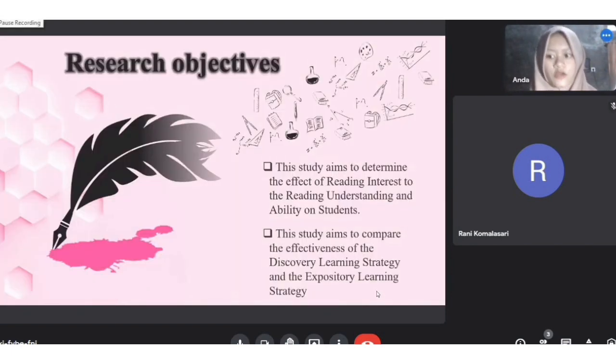And next, we move to the research objective. This study aims to determine the effect of reading interest on the reading understanding ability of students. And this study aims to compare the effectiveness of the discovery learning strategy and the expository learning strategy.